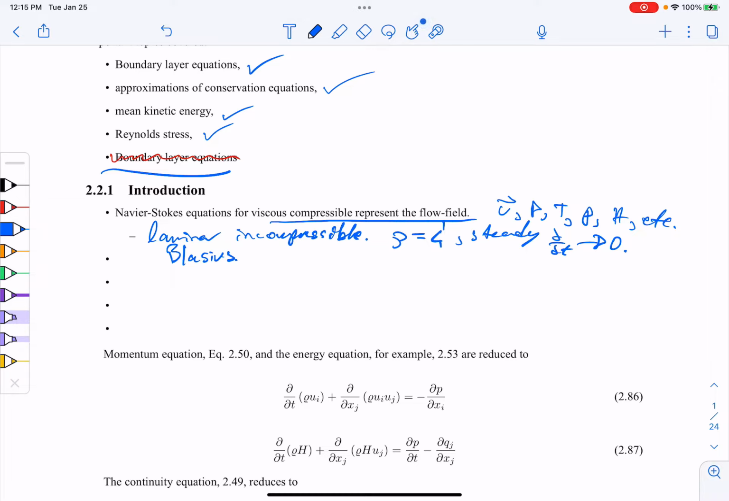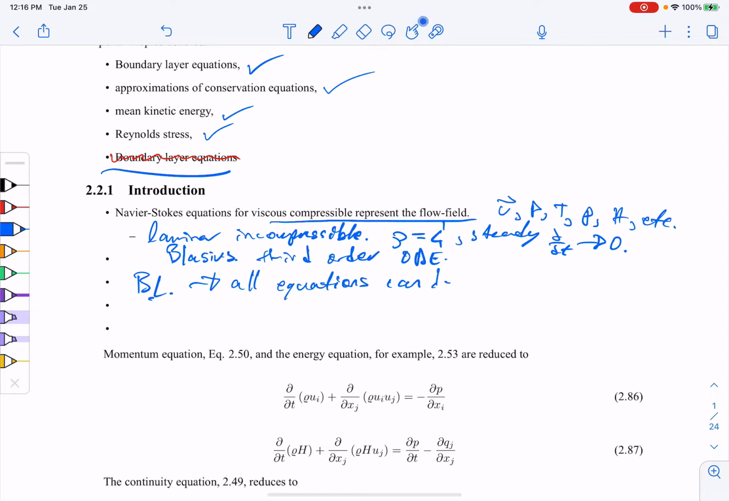And I hear that this semester our undergraduate aerodynamics students are actually solving the Boussinesq equation in class numerically, and that's a third order ODE that can just be integrated from the wall to the edge of the boundary layer. What's good if you make the boundary layer approximations is that all our equations can be reduced to simpler forms, which is wonderful, and part of the reason why boundary layer theory is so popular.